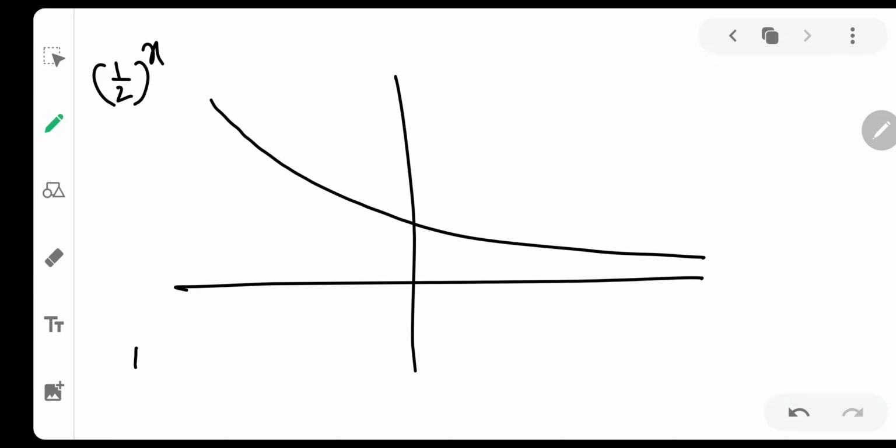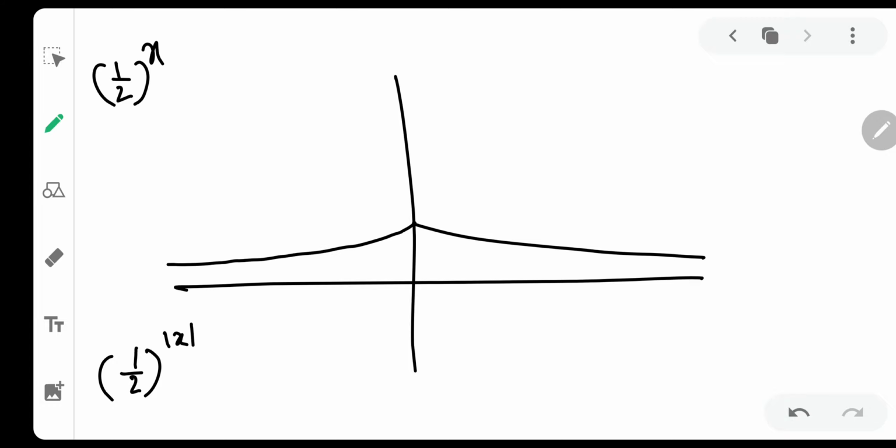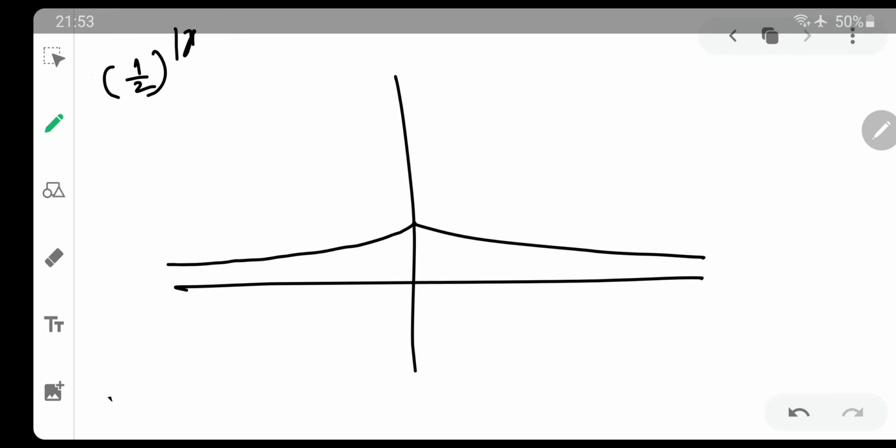The twist is they have given half raised to mod x. And we always know the graph of mod x. How do we do that? First of all, we rub the negative part. Then we copy the positive part on the negative side. And this is our graph. So we got the value of half raised to mod x. So this is the graph of half raised to mod x. Very simply we have drawn it.